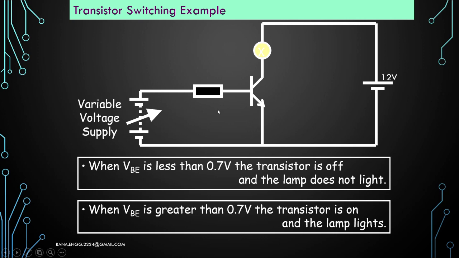Now we should get familiarized with these voltage and current names. On the input side we will have input voltage and input current. On the output side we will have output voltage and output current. Right now we are discussing the input side only. The input side is connected between base and emitter, so we will call it VBE. If it is less than 0.7 volt, it will be off.